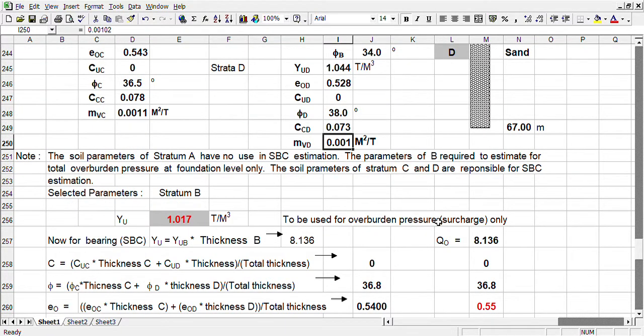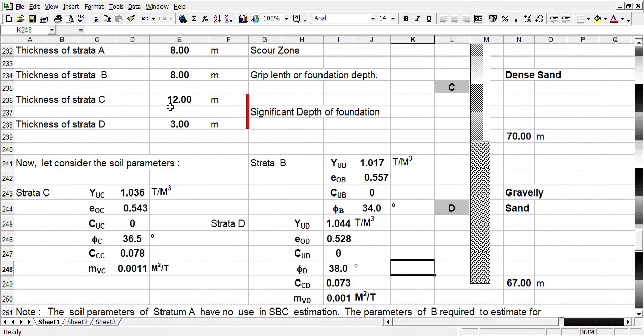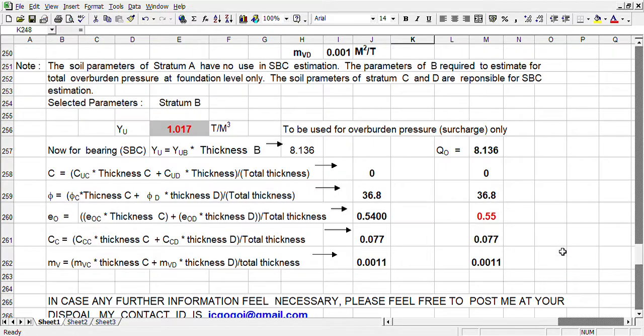Now, you see, here is another. The thickness of stratum C is 12 meter and of stratum D is 3 meter. And we have to take the average of this total layer, this 12 meter and 3 meter. So what we require to do, say gamma B, this is the gamma submerged density for stratum B. This is coming in, so our net overburden pressure is this.